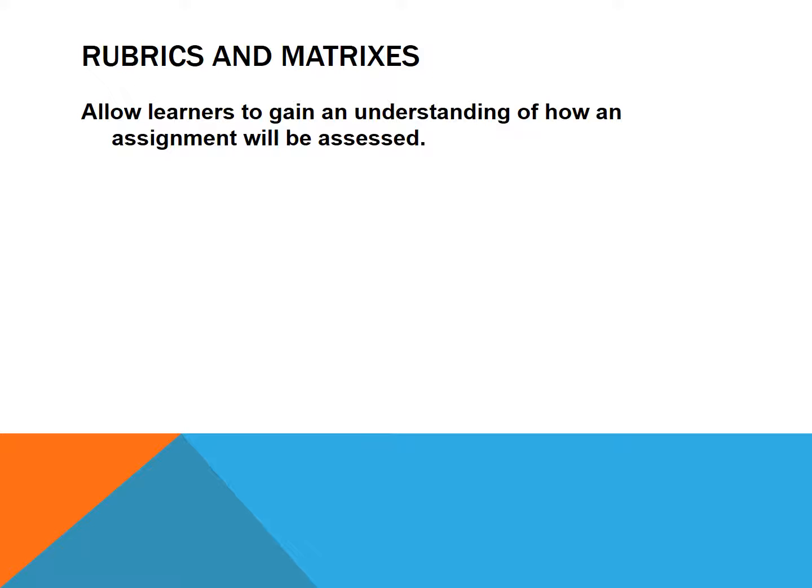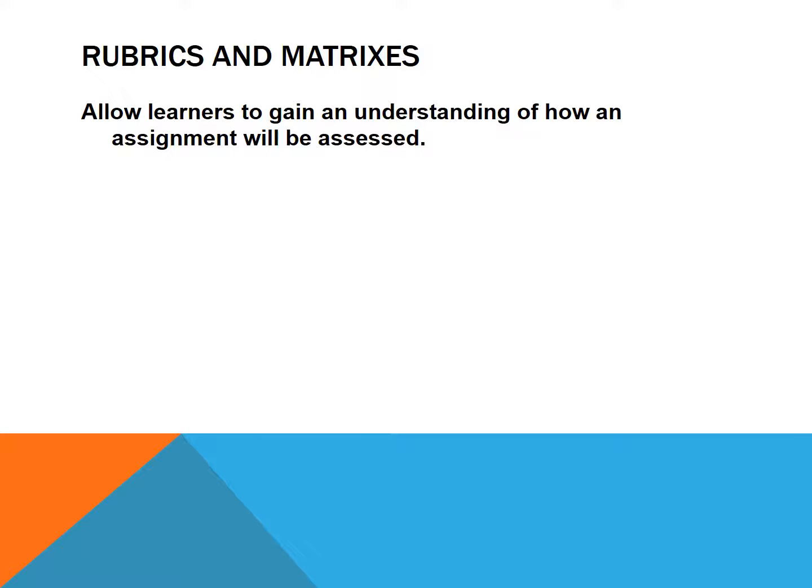A rubric, a matrix. These allow learners to gain an understanding of how an assignment will be assessed. And this is very useful as learners often rise to the level of expectation. So rubrics also help to eliminate the need for the learn the professor game, where learners have to not only learn the course material and subject matter, but become knowledgeable about what it is that the professor is looking for, or what it is the professor is going to want to evaluate. So rubrics put it out front and say, here's what's going to be measured, here's what's going to be assessed, these are the points that are going to be assigned if you perform at these various levels.